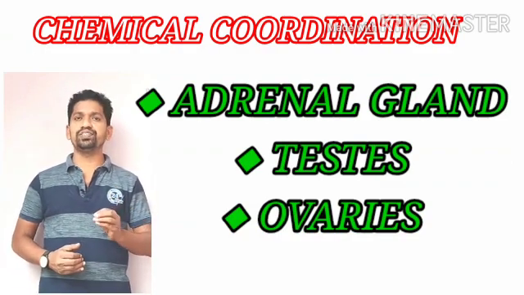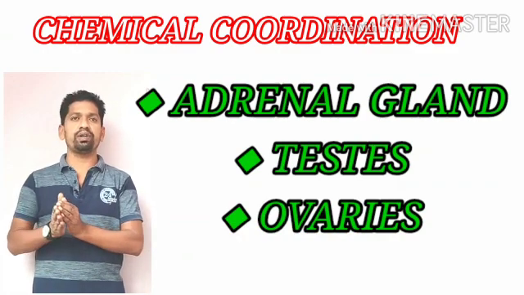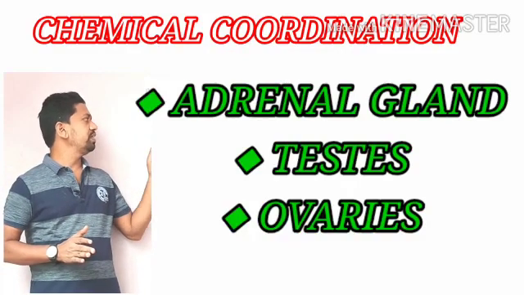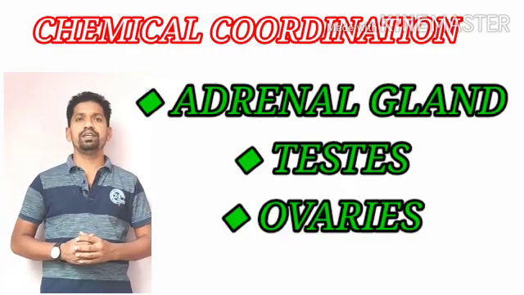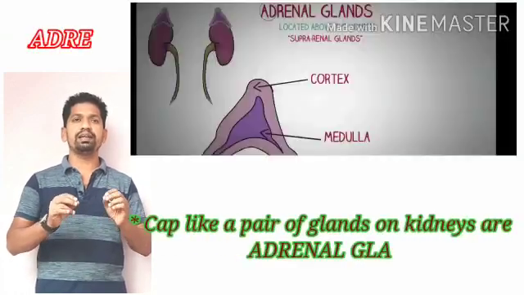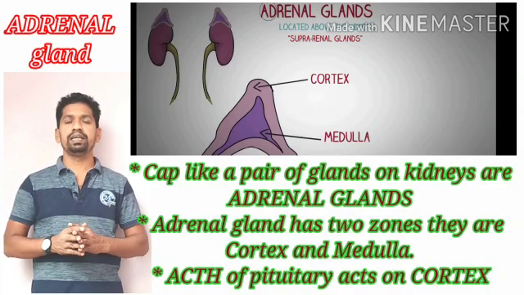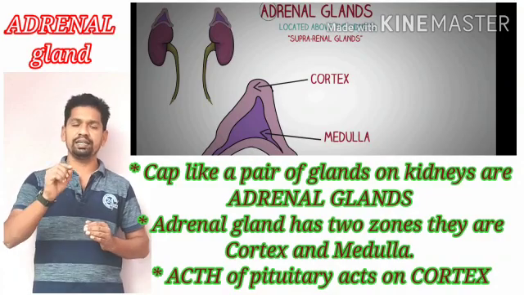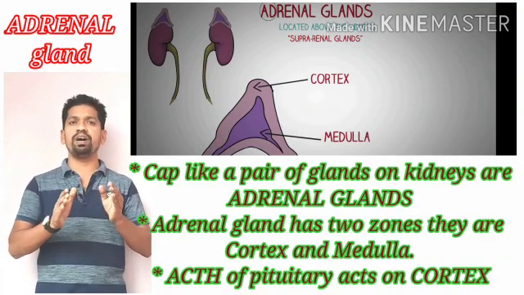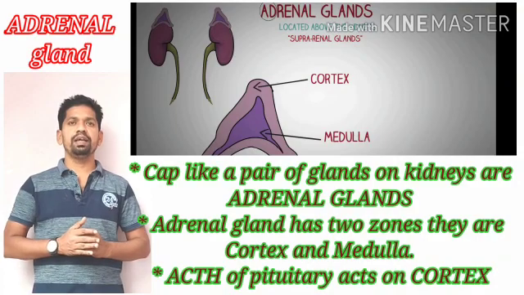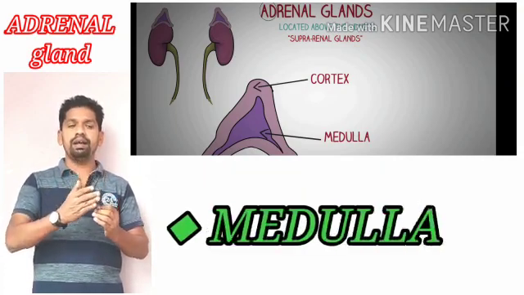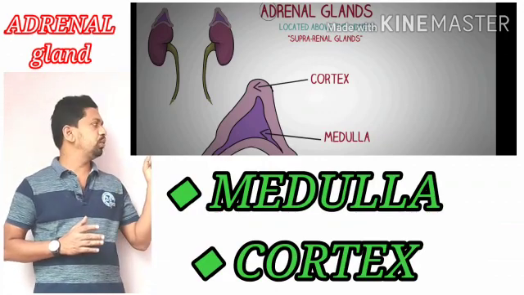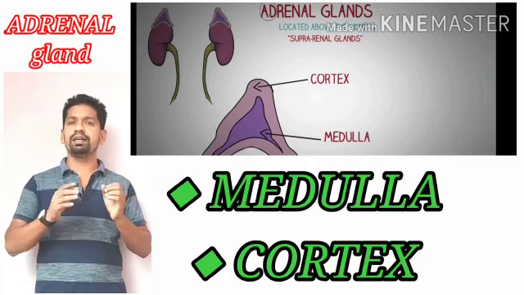As a part of coordination, the last three important endocrine glands are now being discussed. They are the adrenal gland, testes and ovaries. We have one pair of adrenal glands on the kidneys. A cap shaped gland, a part of the endocrine system located on the kidney, is known as the adrenal gland or suprarenal gland. When you cut the adrenal gland, we can see two different zones. The inner zone is known as the medulla, and the outer zone is known as the cortex of the adrenal gland.